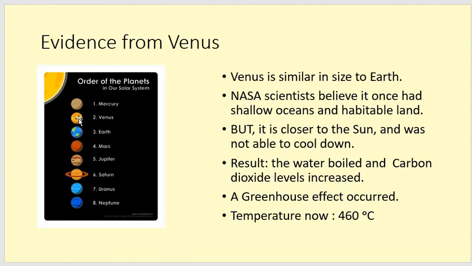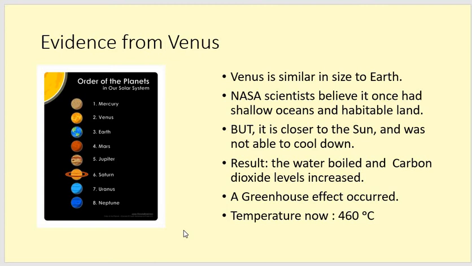Venus, as we can see, is near to us. It's one of our neighbours, but it's closer to the Sun than us. It's a very similar size to the Earth, and the scientists from NASA believe that once upon a time Venus had shallow oceans and some habitable land. Habitable means it could be lived on.